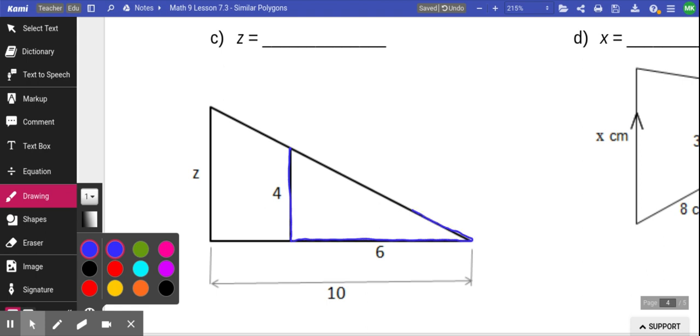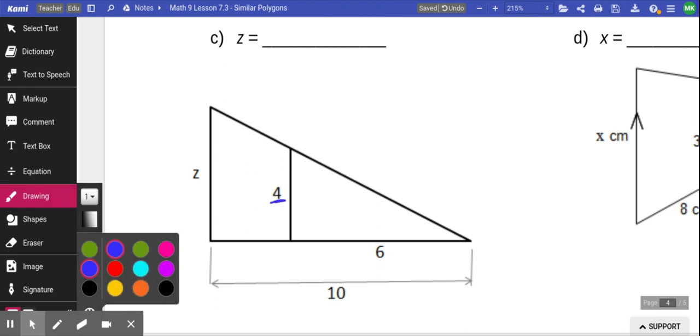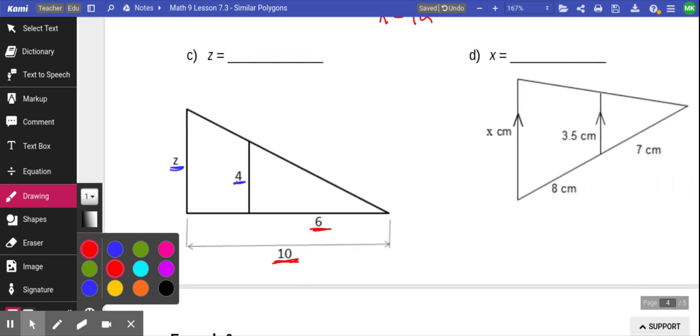And that triangle is similar to the bigger triangle that's kind of around it, this one right here. Like that. So if I'm trying to compare similar sides, I would have to recognize that these left sides, 4 and Z, are the same. And then the bottoms, 6 and 10, are the same. The only way I'm going to be able to figure out Z is if I figure out my scale.